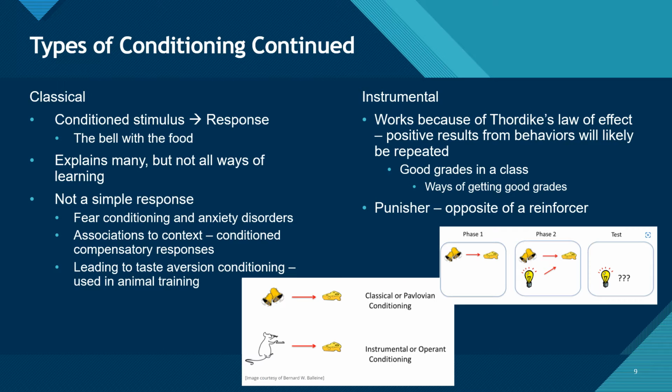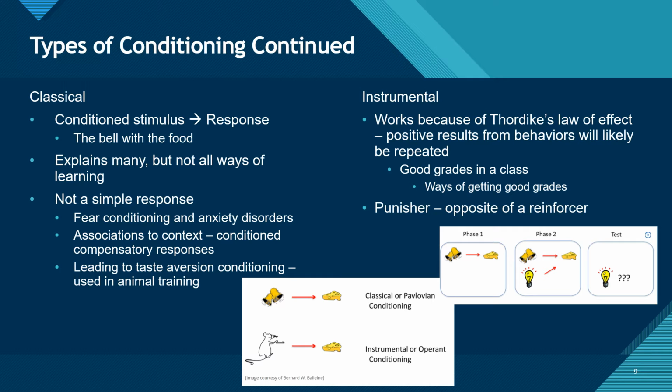So fear conditioning is a type of response that is related to that conditioned stimulus. So you get a fear conditioned stimulus, the response, it could cause anxiety disorders as found in many human anxiety disorders. There's associations to context, so conditioned compensatory responses, and there's also taste aversion conditioning. So something tastes bad, and animal training uses that conditioned stimulus and association a lot.